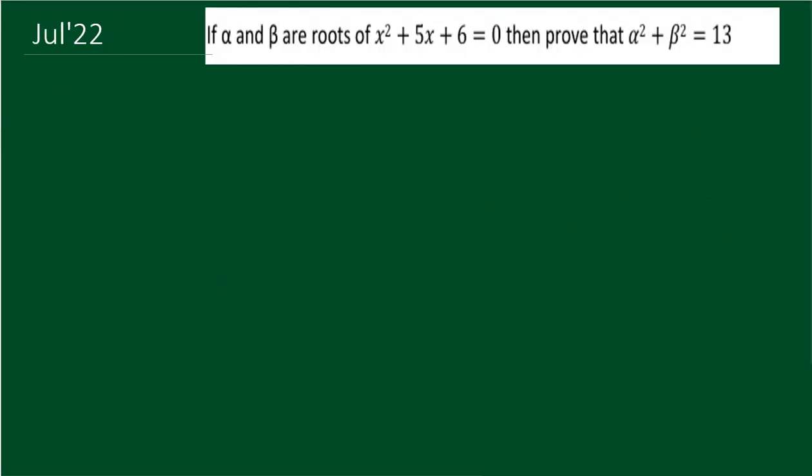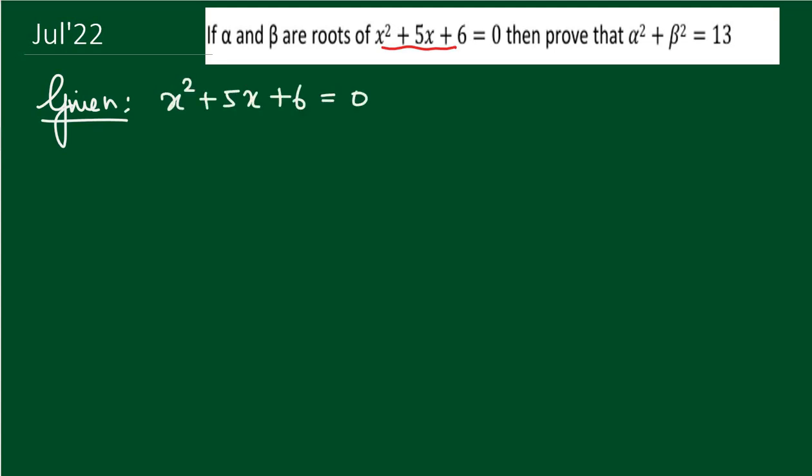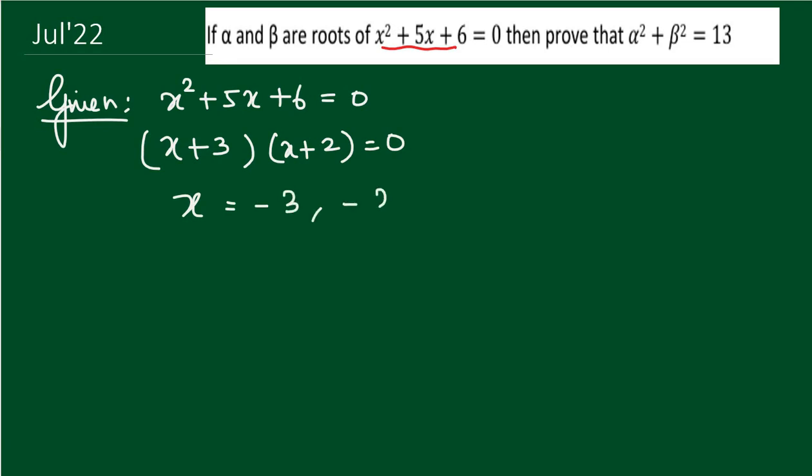The next question, we have seen already a question like this. Given x square plus 5x plus 6 is equal to 0, we are asked to show that alpha square plus beta square is equal to 13. So given here the equation is x square plus 5x plus 6 is equal to 0. So the factors are x plus 3 into x plus 2 is equal to 0, or x is equal to minus 3, minus 2.